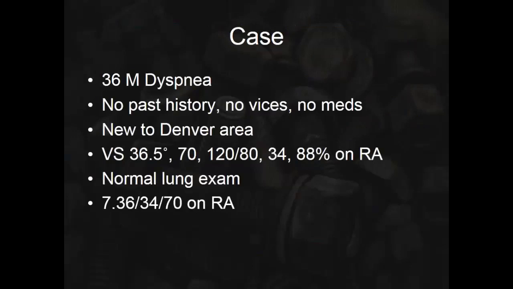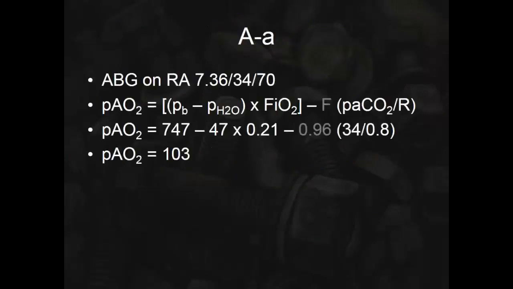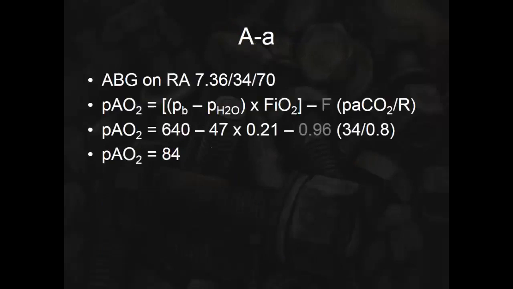747 minus 47 times 0.21 is 147, minus PaCO2 divided by 0.8, right? So this is what it looks like. And you find an alveolar O2 of 103, and their A gradient is 42. Yes? No. Why no? What? Okay, the barometric pressure. Yes, very good. So you change your numbers and you get this. Is this normal?